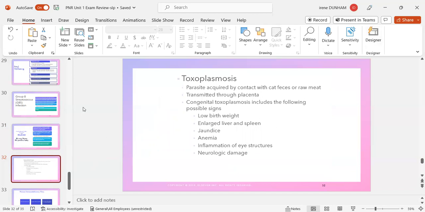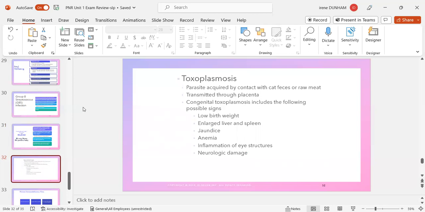Okay, good. Okay, the next one is toxoplasmosis, and we talked about that. That's that parasite. I think we talked about it quite a bit. It's contracted through contact with cat feces or raw meat, and transmitted through the placenta. Okay, what happens to the baby? Baby has low birth weight, and has an enlarged liver and spleen.